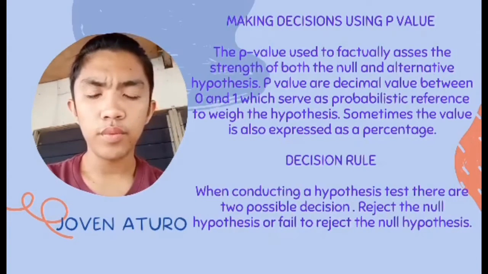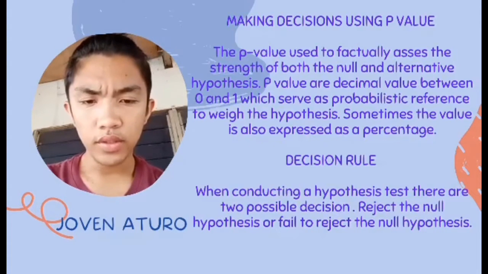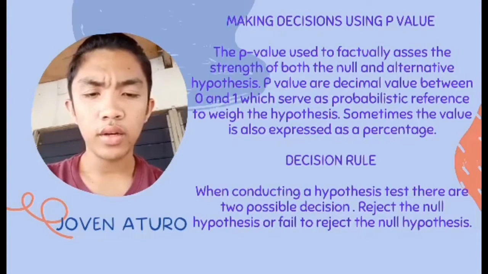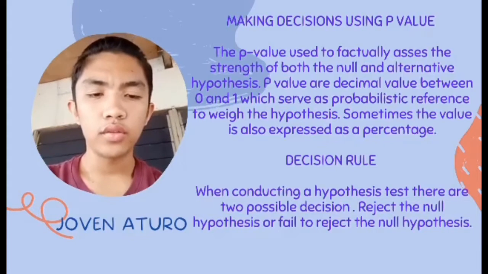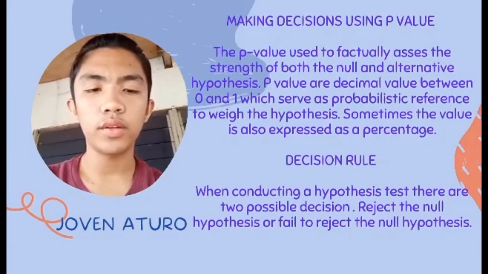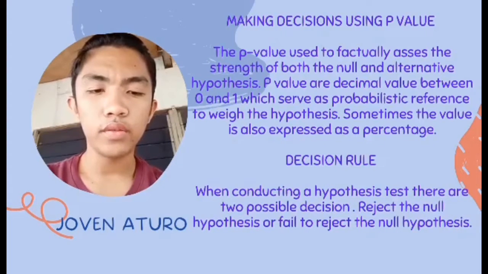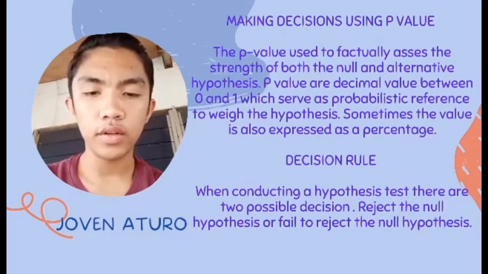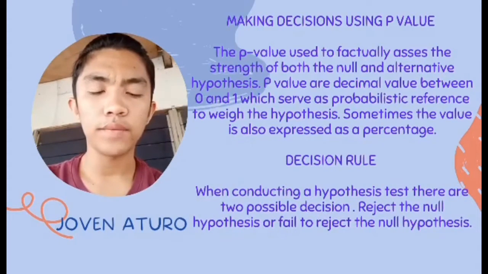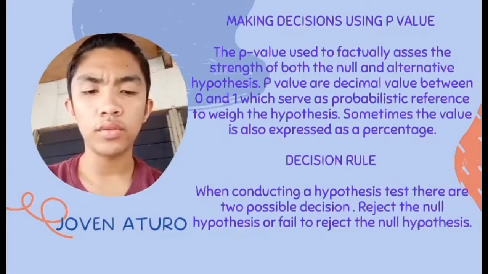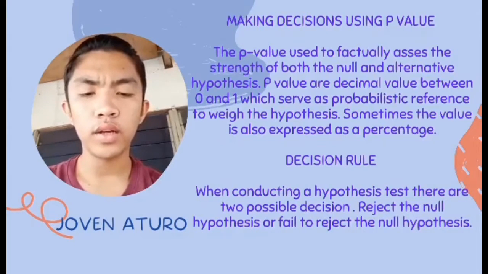P-value or probability value is how likely we are to get the sample statistic if the null hypothesis were actually true. To make a decision, we have to compare the p-value to the level of significance. If the p-value is less than or equal to alpha, then we are going to reject the null hypothesis. If the p-value is greater than alpha, then we are going to fail to reject the null hypothesis.